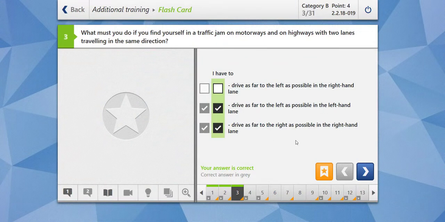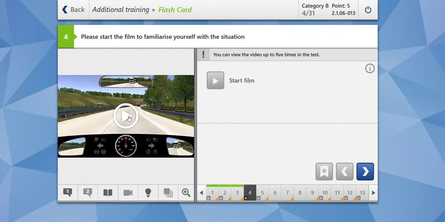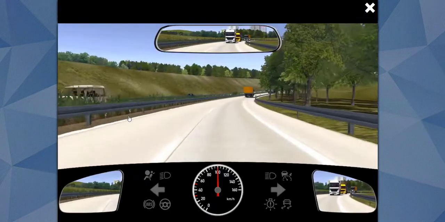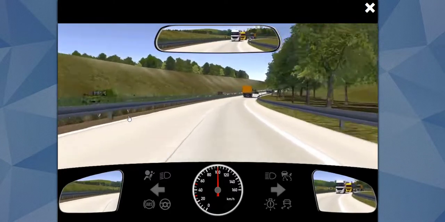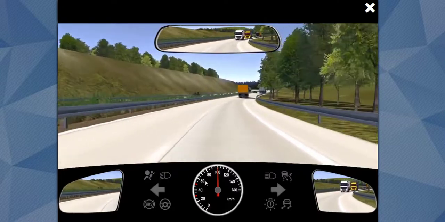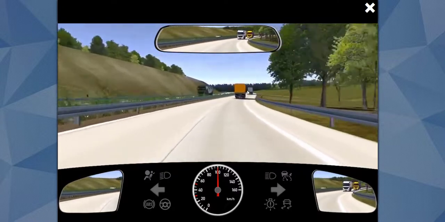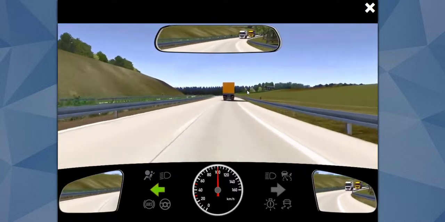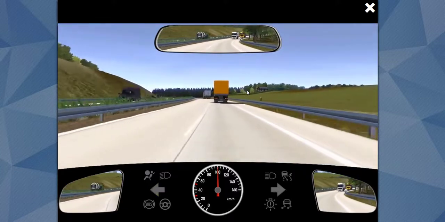So this is what we did here. Moving towards the next question. So let's start the film. We are in the Autobahn. We are at 100 because of this yellow truck in front of us, and we want to turn towards the left side.